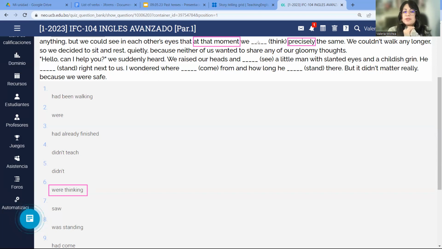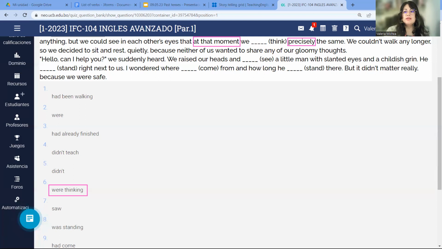How else can you know that this is the past continuous? Because of the context, right? So you know that they didn't say anything, but they realized that they were thinking precisely the same, right? So that helps you. And also thinking about simultaneous actions.